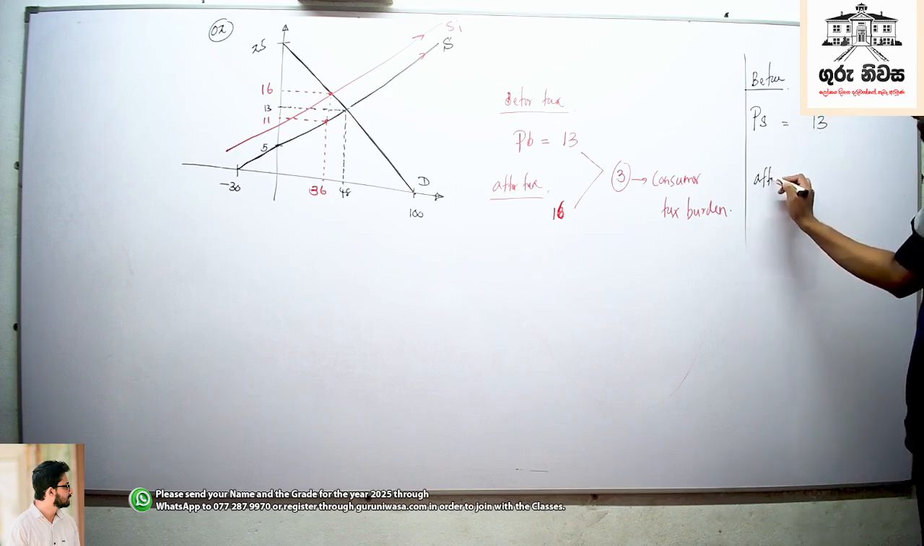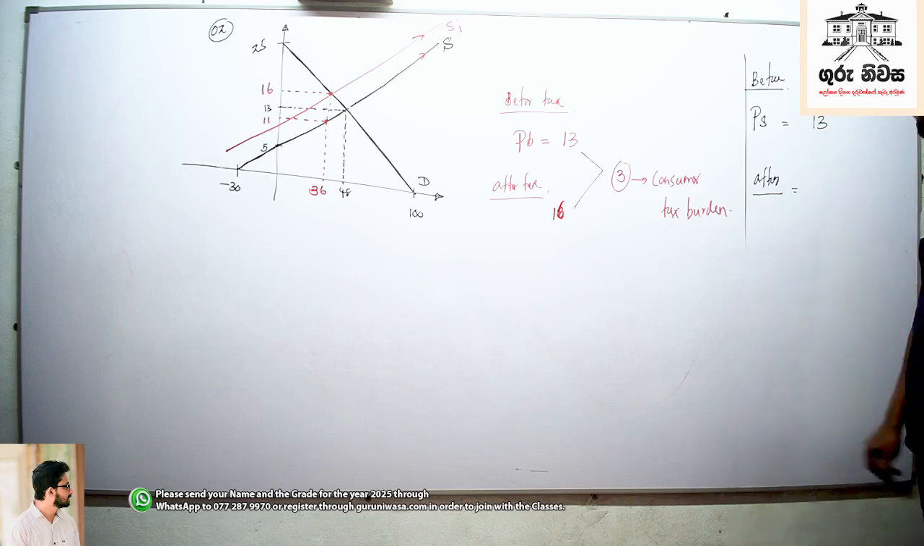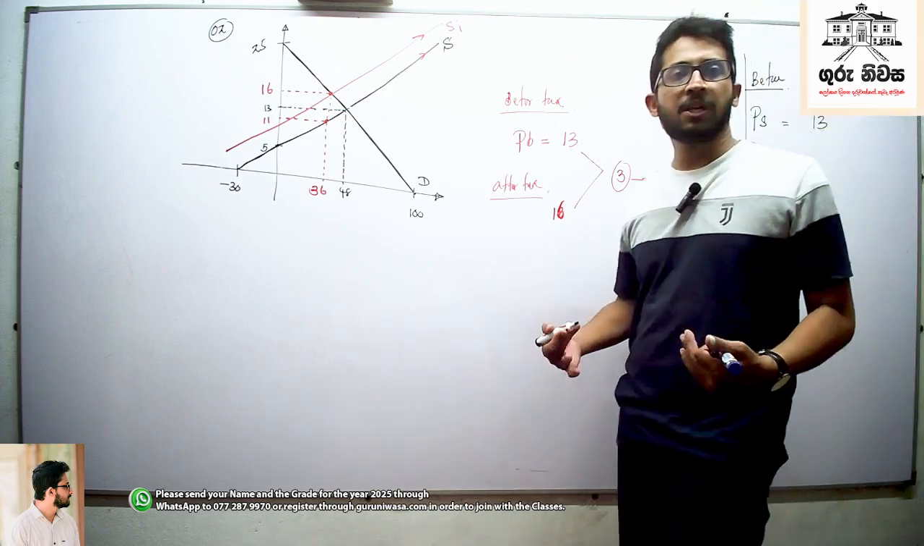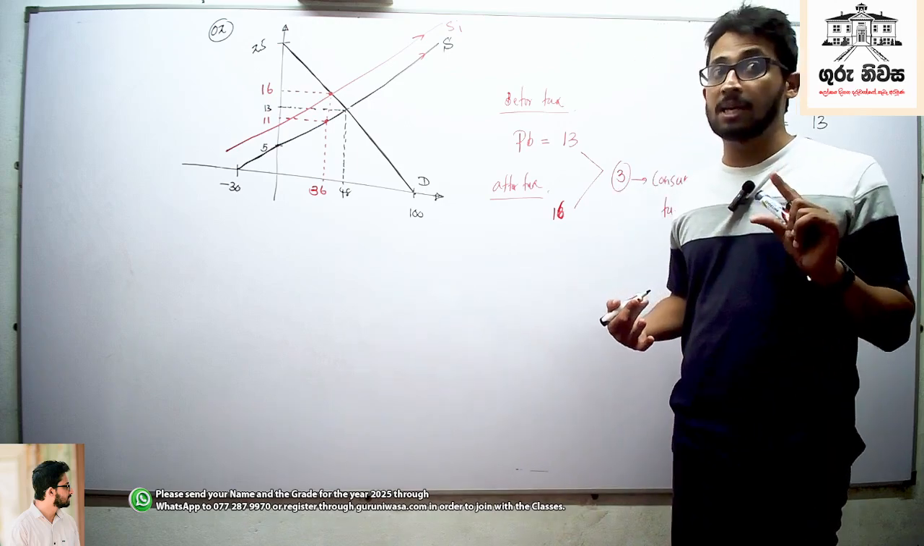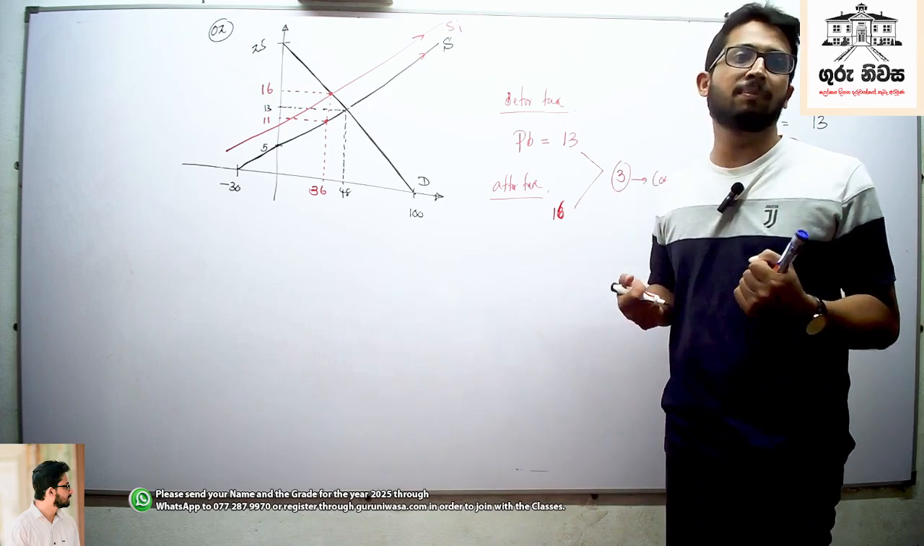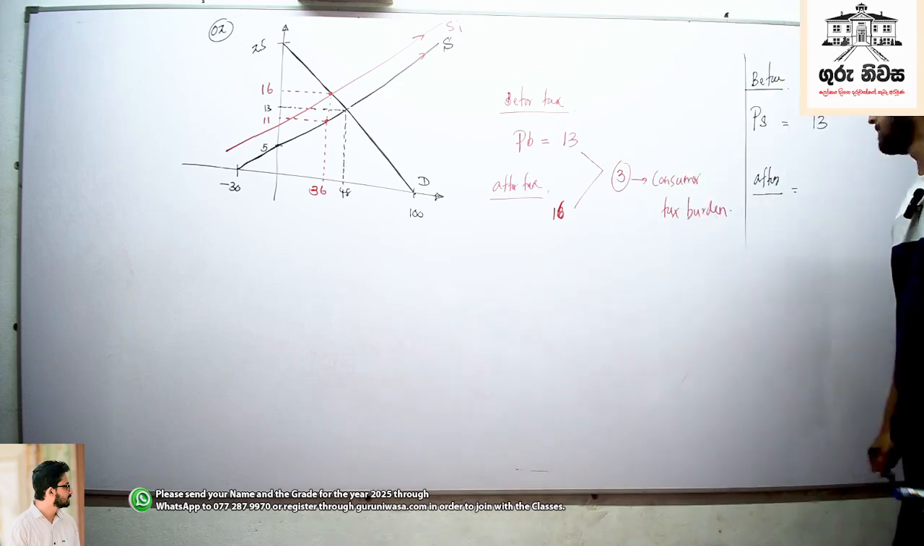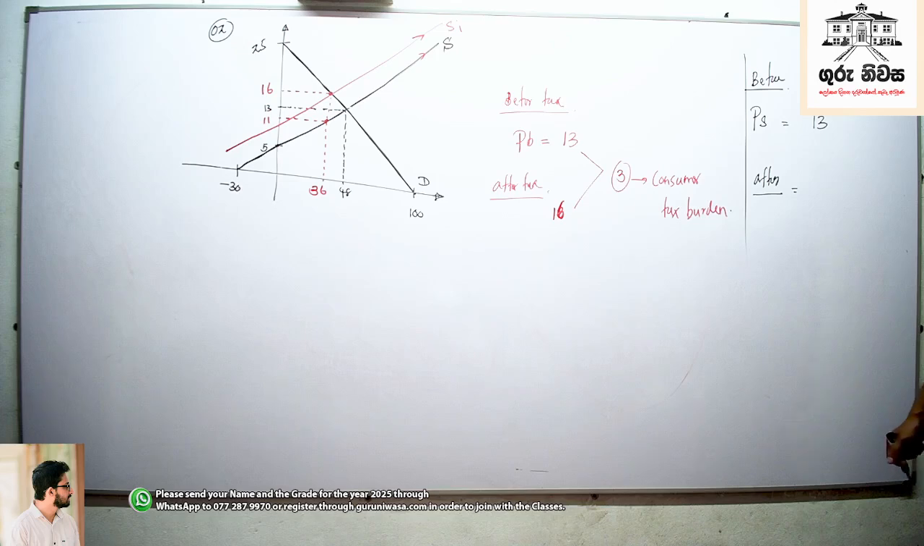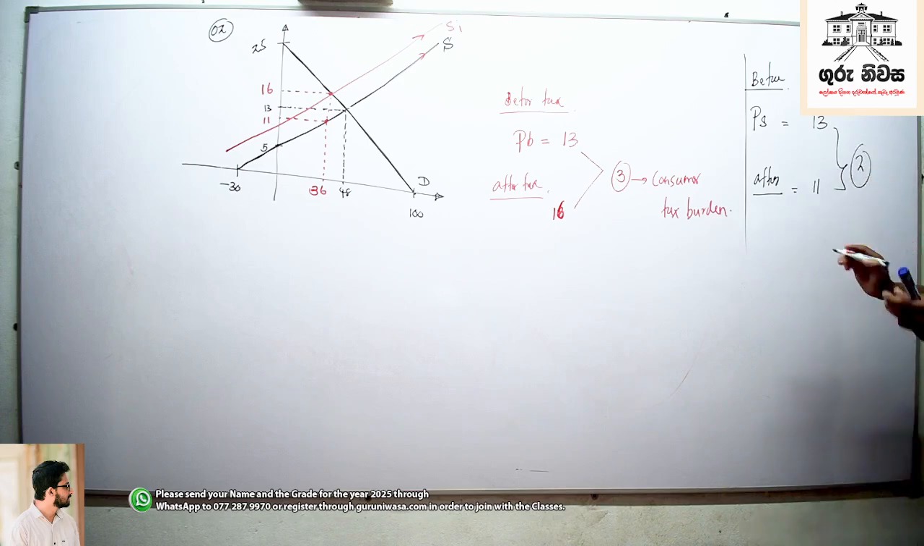After tax, how much does the producer receive? Net value, I'm asking net value. How much is left in the producer's hand? 11. Very good, Lamai. Before tax 13, after tax 11. Then you can see the producer's net price has decreased by 2 rupees. This 2 is called what? Producer tax burden.